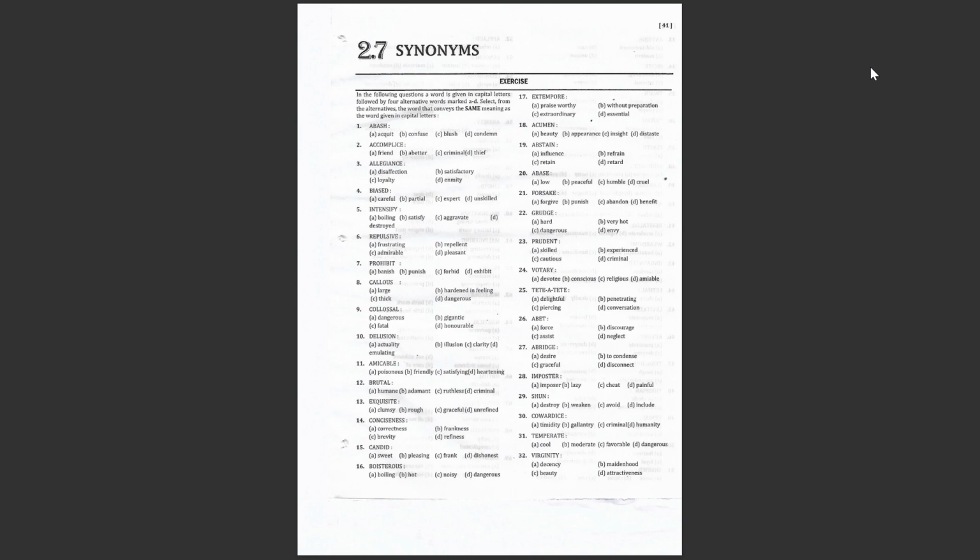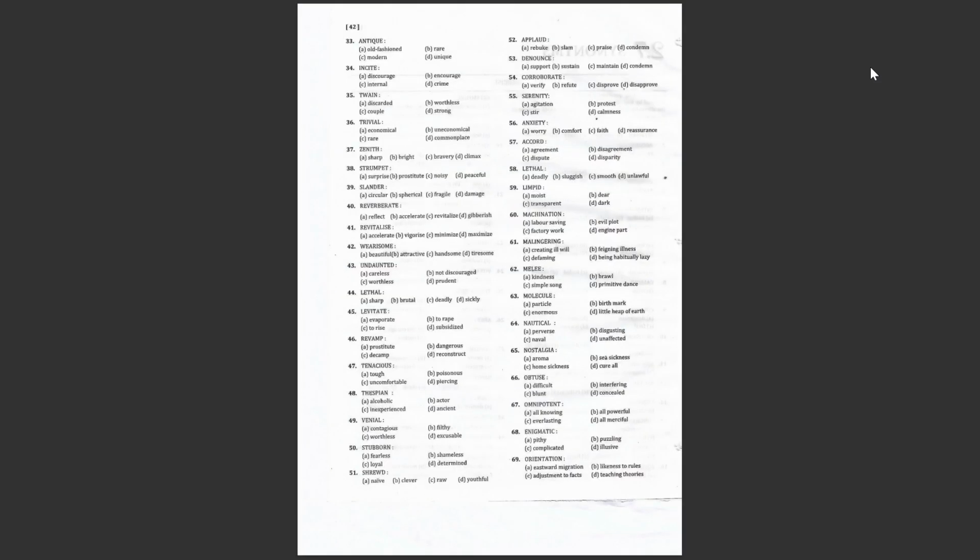Next word is virginity. The correct synonym for it would be option B, maidenhood. Next, antique. Antique means something that is very old, right? And there's also a condition for antique. Let me know if you know. Antique होने की एक condition होती है, क्या आपको पता है वो क्या होती है?